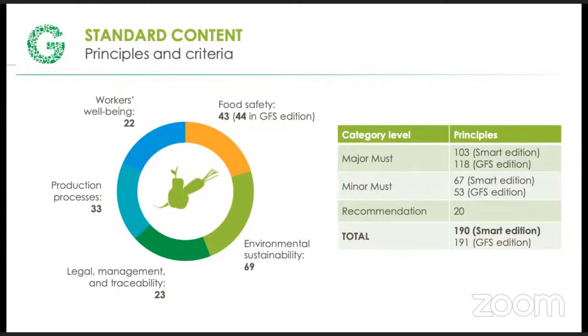And as I said before, these are broken down in terms of food safety, 43 or 44; workers' well-being, 22; production process, 33; legal management and traceability, 23; and environmental sustainability, 69. Those are the principles in the standard that we have to consider to be certified.